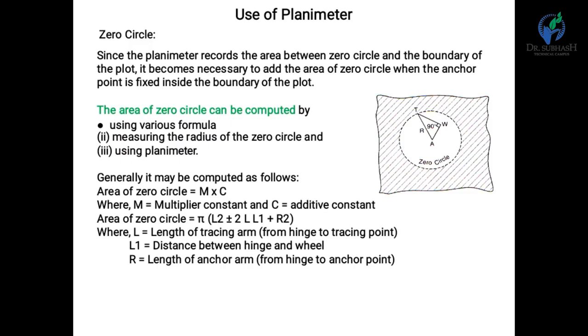M into c gives the value of the zero circle, and from the graphical representation we can calculate the area of the zero circle as pi multiplied by L square plus 2 L L1 plus R square, in which L is the length of the tracing arm, L1 is the distance between the hinge and the wheel, and R is the length of the anchor arm.